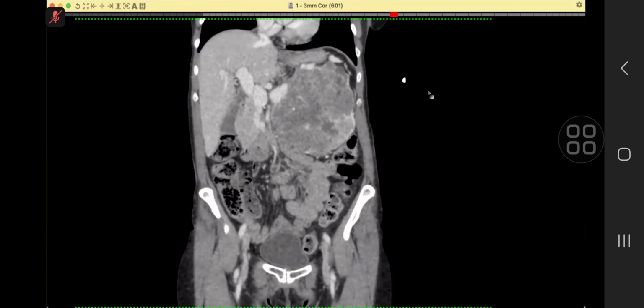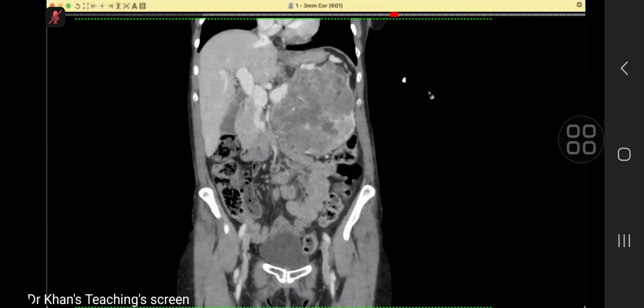Sir, so far I have excluded that its origin is from the stomach. So it is either a large mesenteric based carcinoid, or it can be GIST, or lymphoma is less likely. Sorry, pancreas. Sir, pancreatic large exophytic masses are rare in the tail region, but solid pseudopapillary epithelial neoplasm can be there.